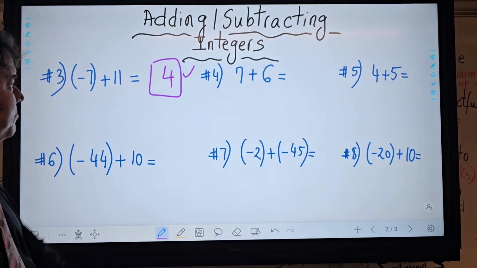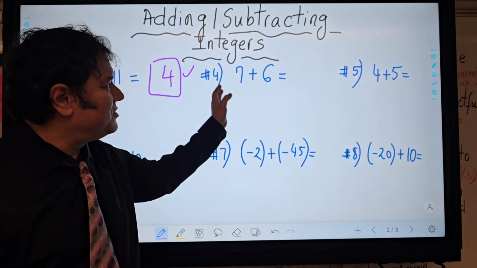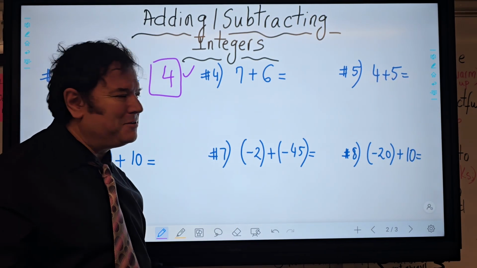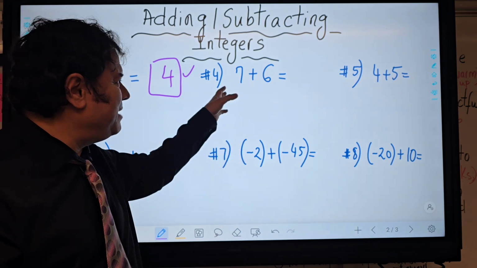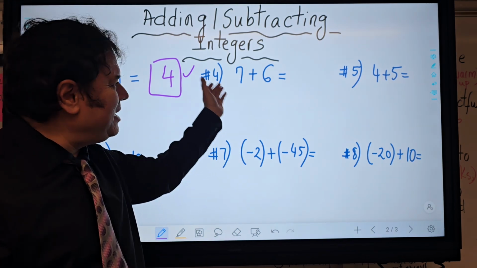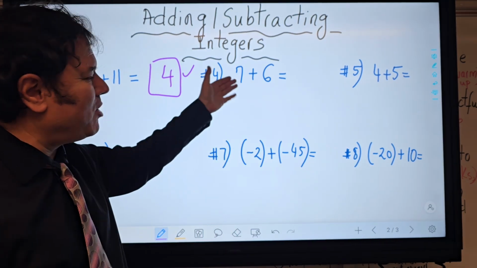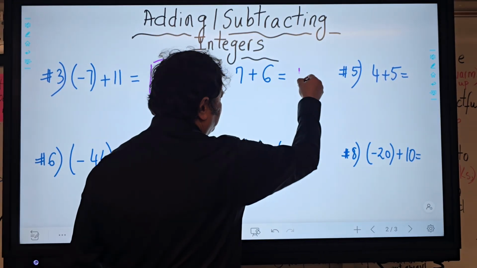Positive 4, final answer. Number 4, 7 plus 6. That's easy. We are just adding positives. Everyone should know, right? Same signs. Add and keep. Positive, positive. Let's add the numbers and keep the sign. 7 plus 6, 13. Positive 13.